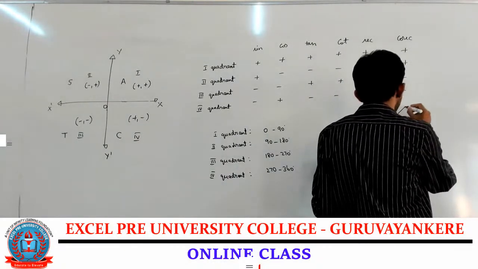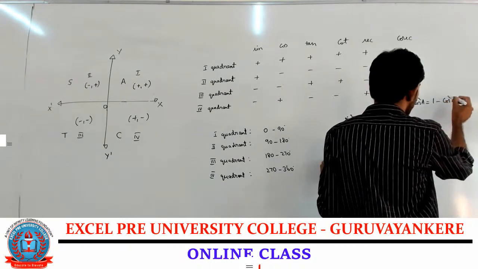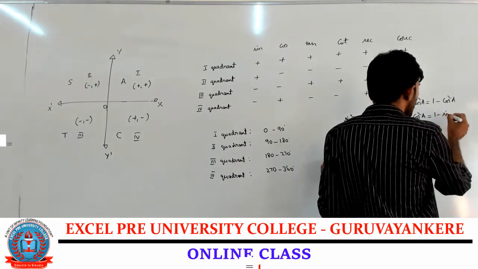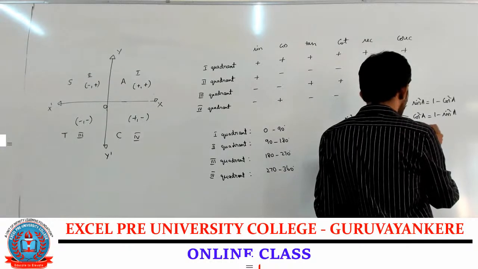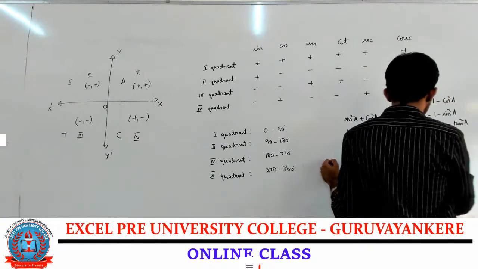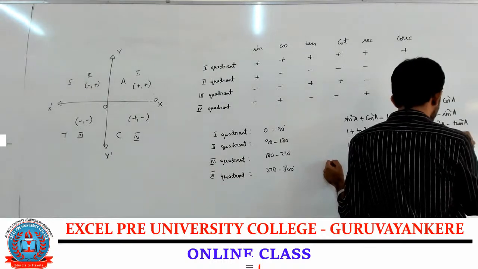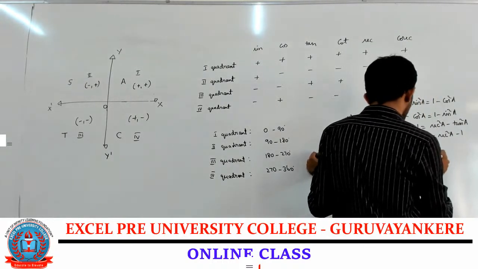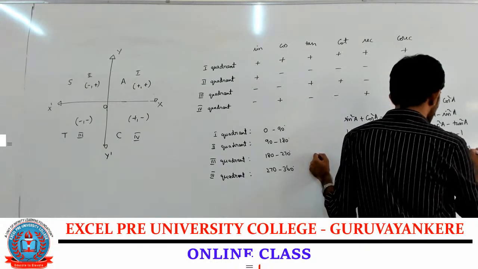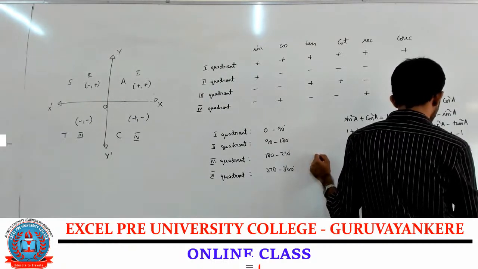Also we can modify these. From this we can write sin square A equal to 1 minus cos square A, or cos square A is equal to 1 minus sin square A. From this, 1 is secant square A minus tan square A, so tan square A is equal to secant square A minus 1. From this, 1 is equal to cosecant square A minus cot square A, so cot square A is equal to cosecant square A minus 1.